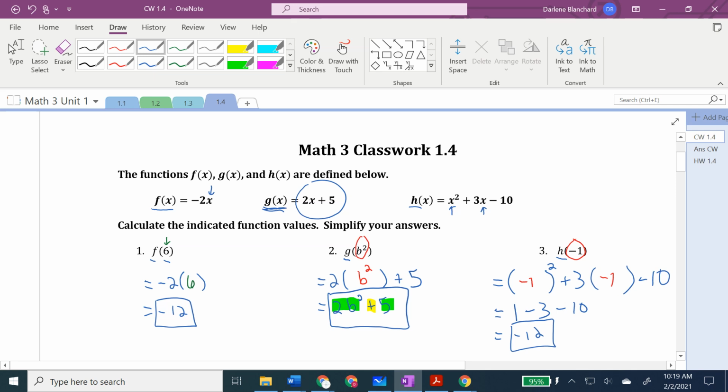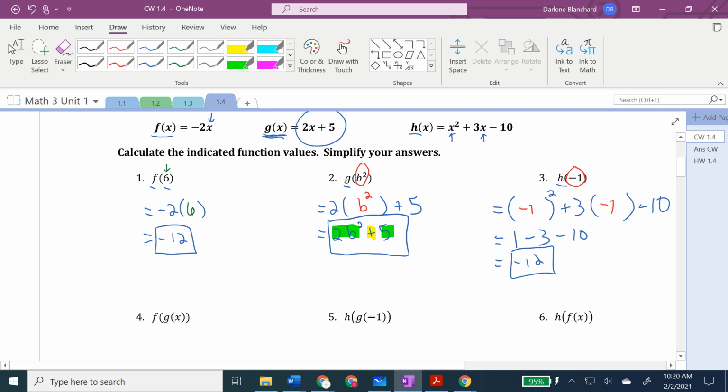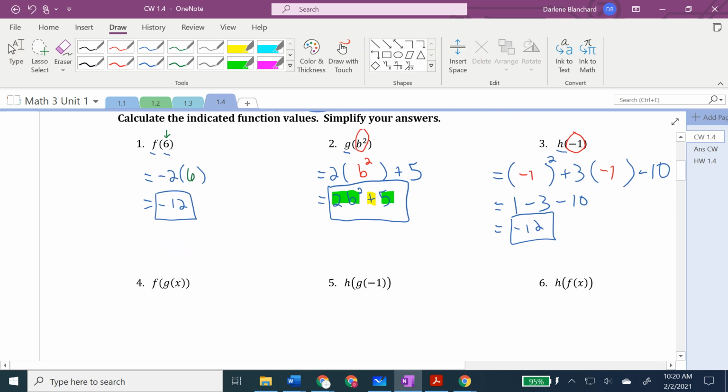So that was just reminding you, taking you through the notation and what it is asking you to do. Now I'm going to move over to this next bunch, which is called function composition.